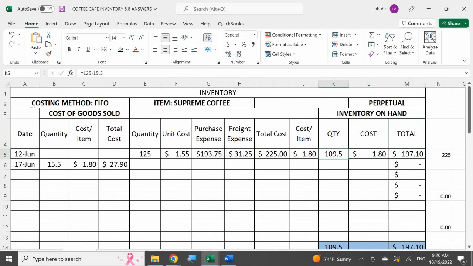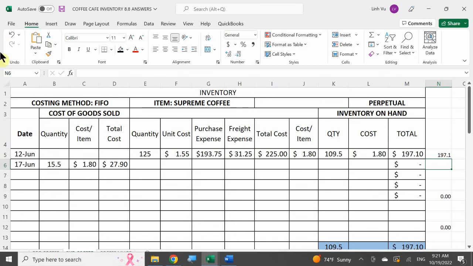Because my calculations are in my total cost here, it's automatically going to calculate quantity times my cost per item for me. In this case, my cost per item does not ever change because it's the batch of inventory. So I multiply them across and I get 197.10. Is that true? 225 minus 27.90. Does that give you 197.10? Yes, it does. I just did the math on the side in case there's a rounding error. So there you go, you should have $197.10 in your Supreme Coffee.